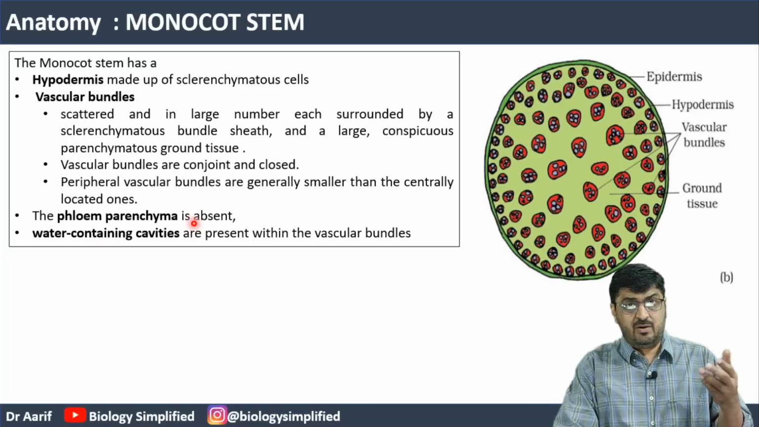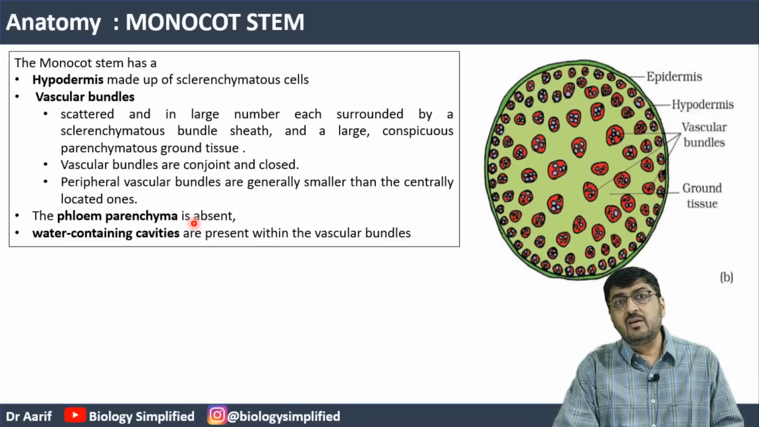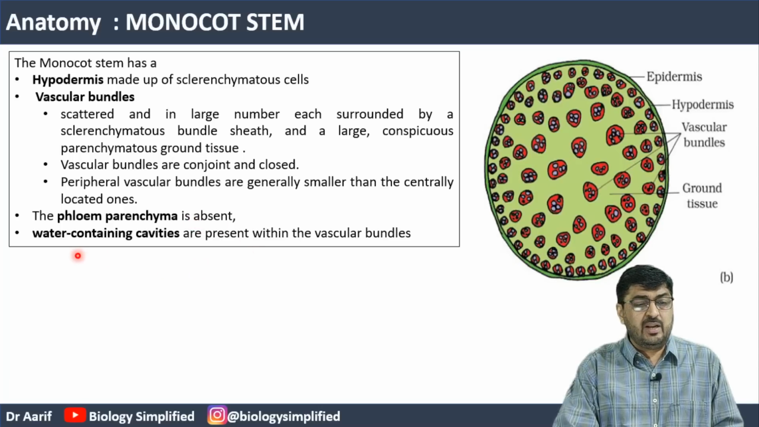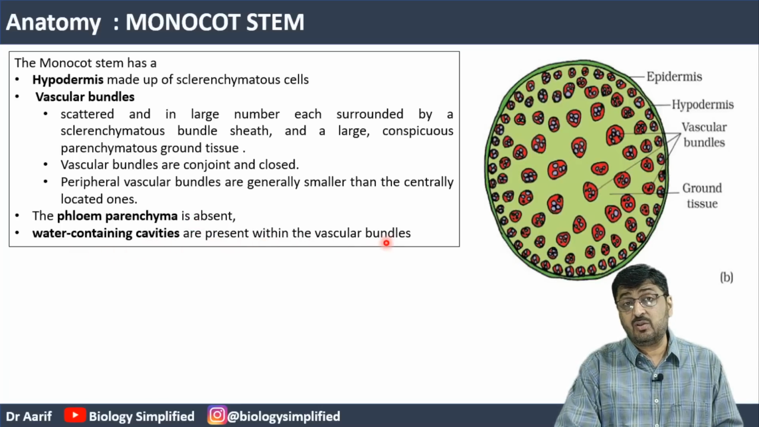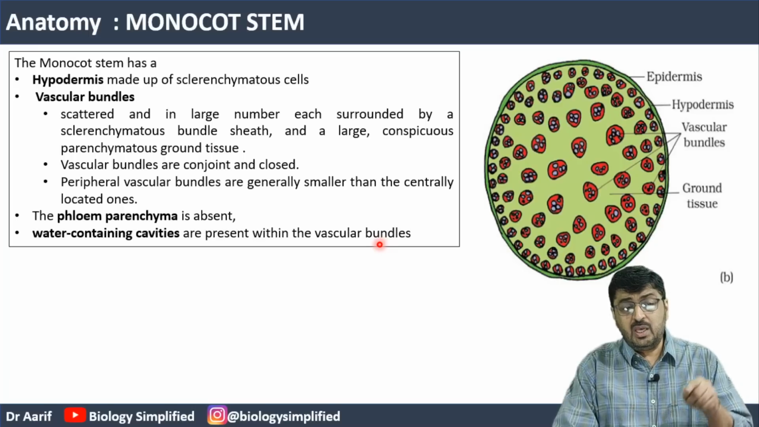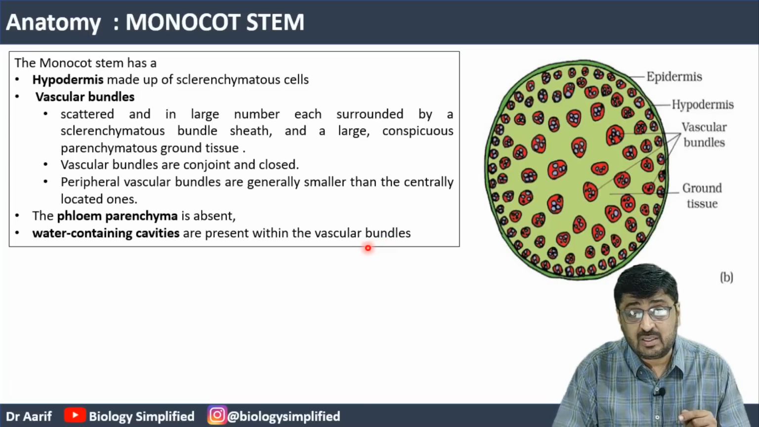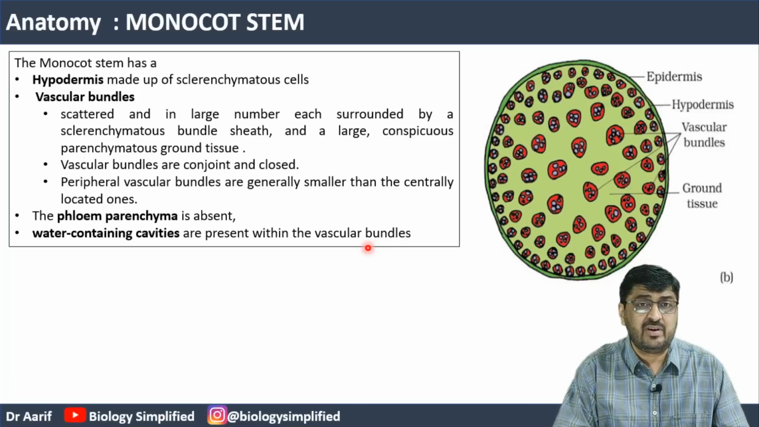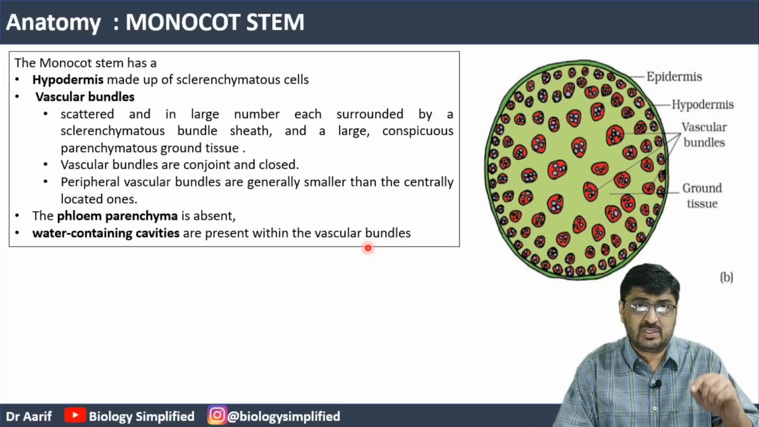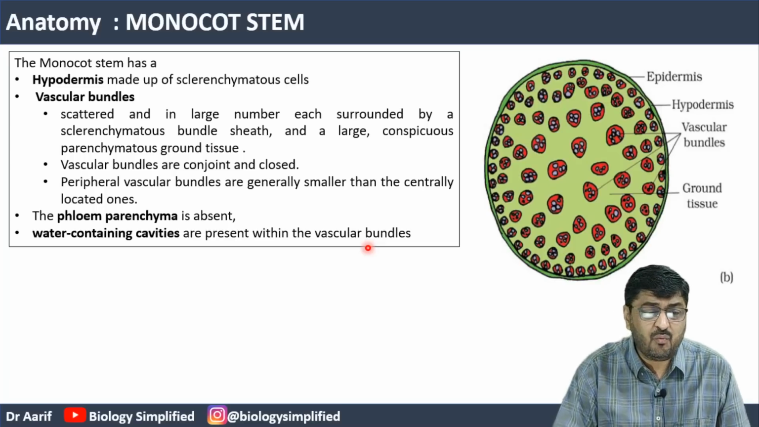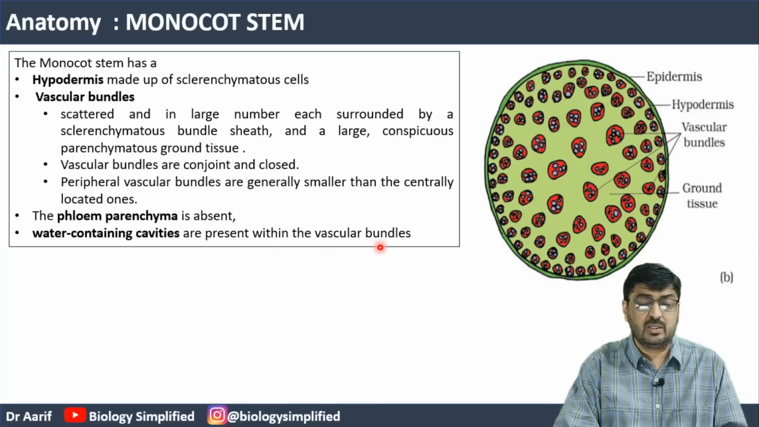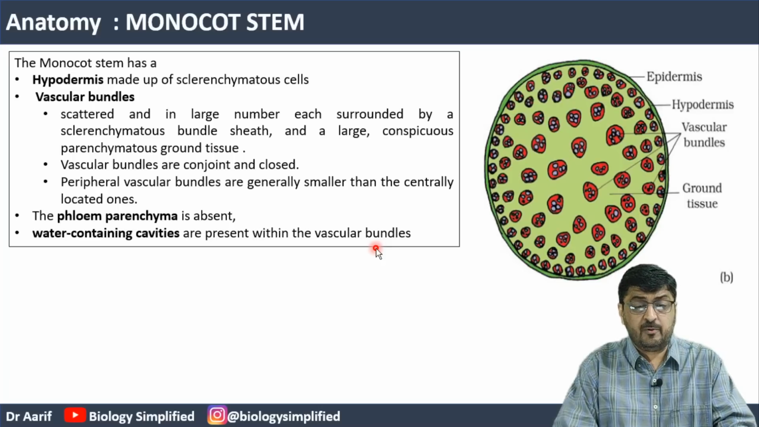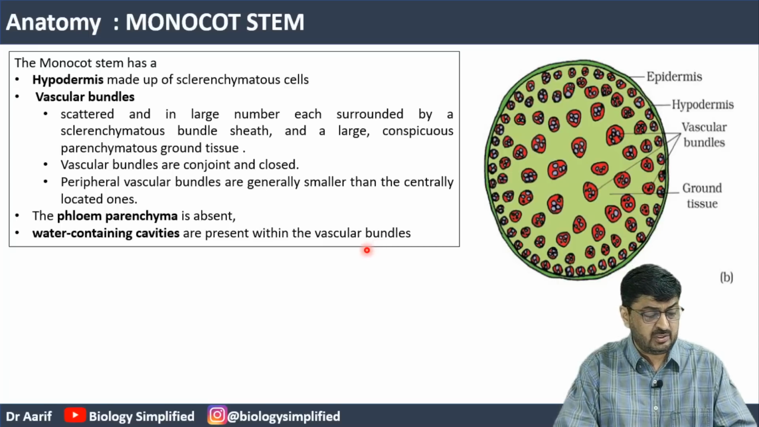Phloem parenchyma is absent, we already made that differentiation in phloem. Phloem parenchyma is absent in monocots, and water containing cavities are present within the vascular bundles. In the notes, these cavities have been given the name lysigenous cavities. Those are the same ones mentioned in the NCERT as only water containing cavities within the vascular bundles. I hope the difference between the dicot and monocot stem has been understood. I will bring out the difference.